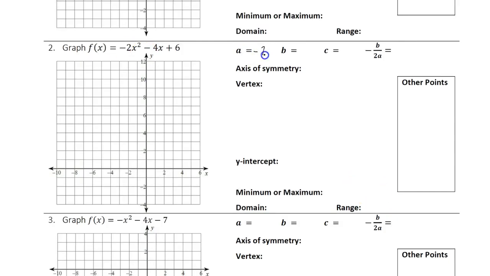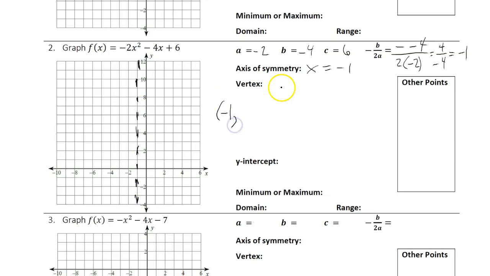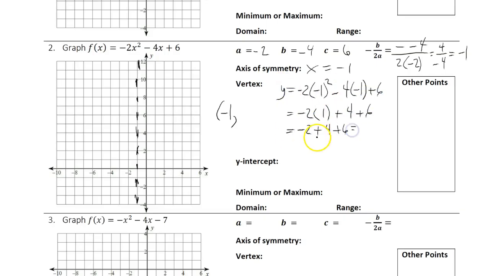Here is another example. In this example, a is -2, b is -4, c is positive 6. Fill in the formula: -b over 2a, which is 4 over -4, for -1. The axis of symmetry is x equals -1. Draw a dotted line at x equals -1. The vertex will start with -1. Plug in the value -1 into the function. The vertex then is (-1, 8).